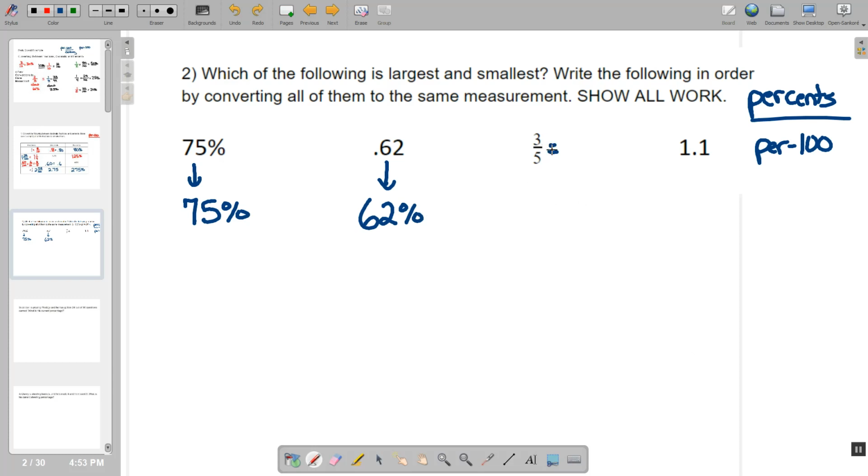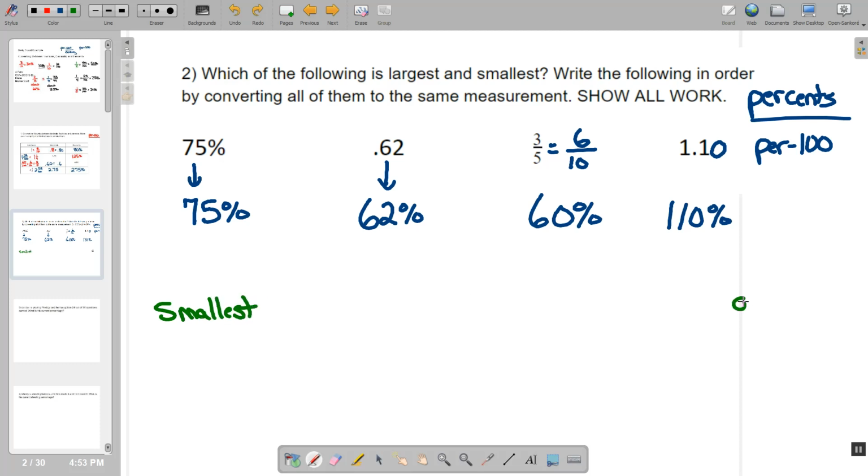3/5 is a little bit different. This would give us 6/10 if we multiply the numerator and denominator by 2. We know that 1/10 is 10%, so 6/10 should be 6 times bigger, or 60%. And then finally, 1 and 1/10 is the same as 1 and 10 hundredths, which would be 110%.